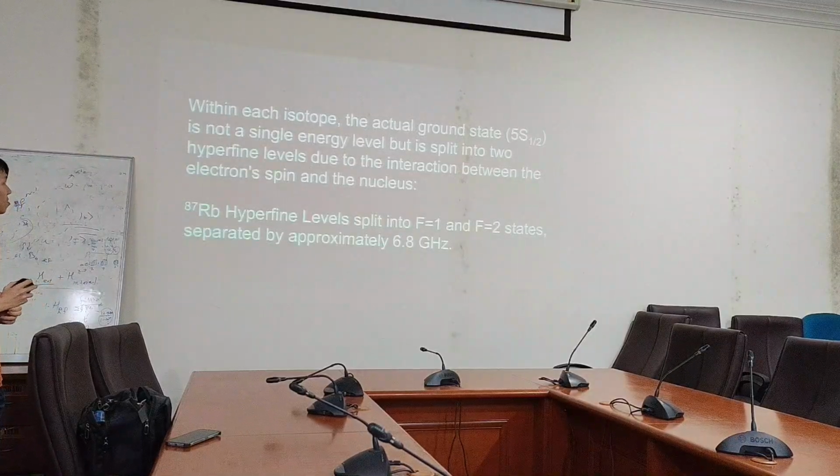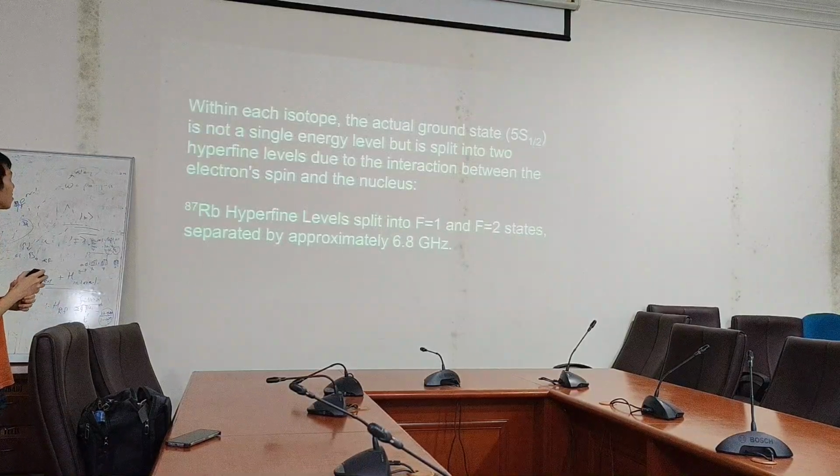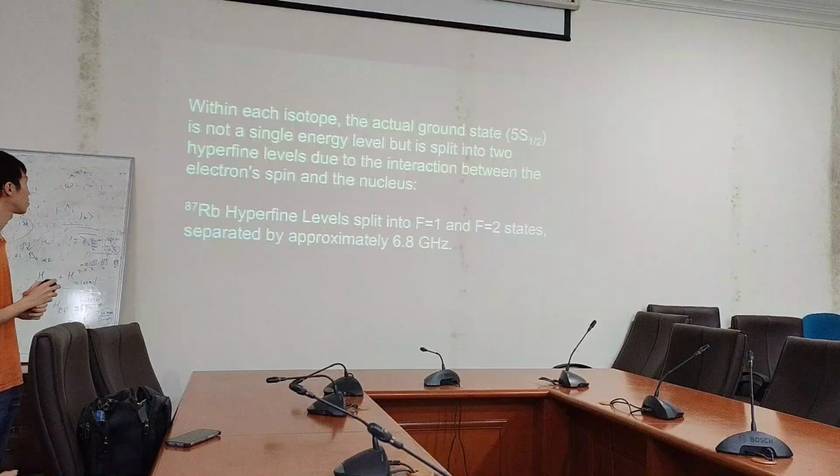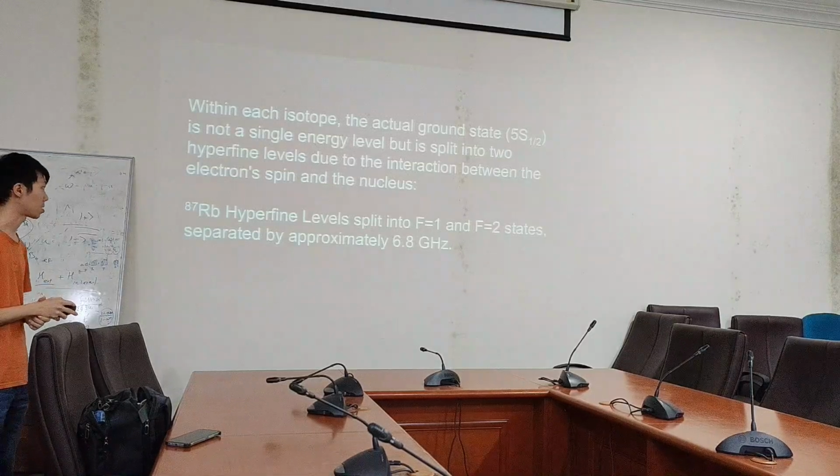Within each isotope, the actual ground state 5s1/2 is not a single energy level, but is split into two hyperfine levels due to the interaction between the electron spin and the nucleus. The rubidium 87 hyperfine levels F1 and F2 are separated by 6.8 GHz.